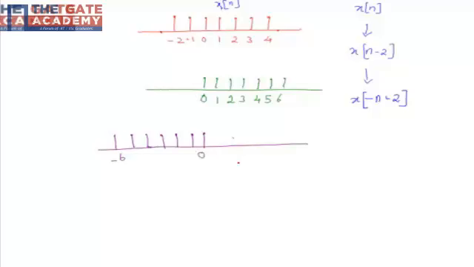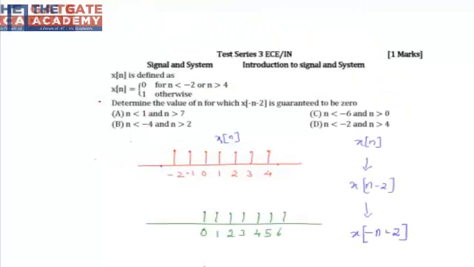So from here we can say that our signal is 0 for n greater than 0 and n less than minus 6. If you look into the options, n greater than 0 and n less than minus 6 is nothing but option C.